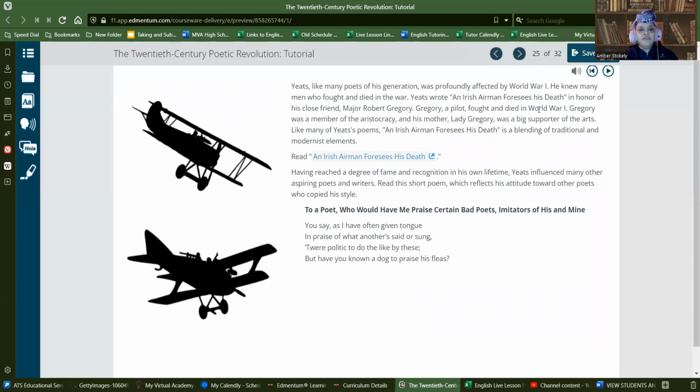And like many of Yeats's poems, An Irish Airman Foresees His Death is a blending of traditional and modernist elements. So take a moment to read this.